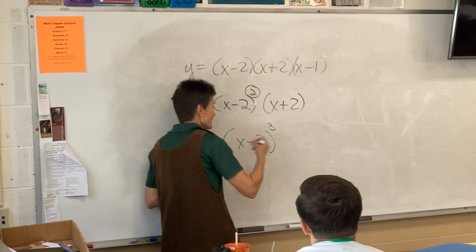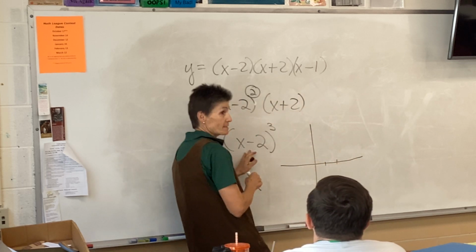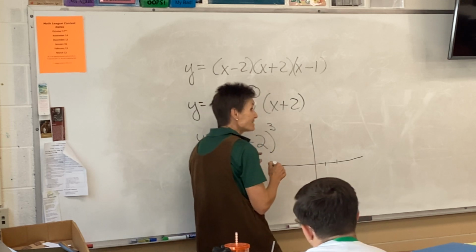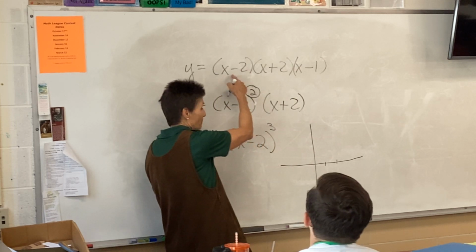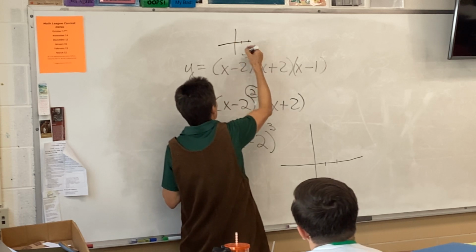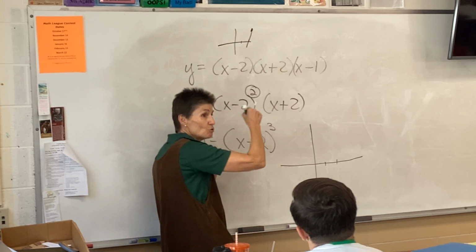Now, it's hard to tell, but it definitely crosses at 2, right? Which is totally what we would expect. But it doesn't behave the same way it did up here. Up here at 2, I can't remember which way it was going, but I think it went just through like that. Just like zoom right through.